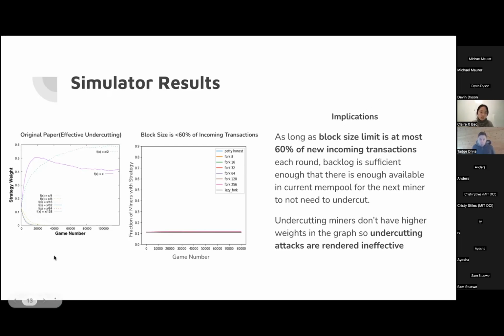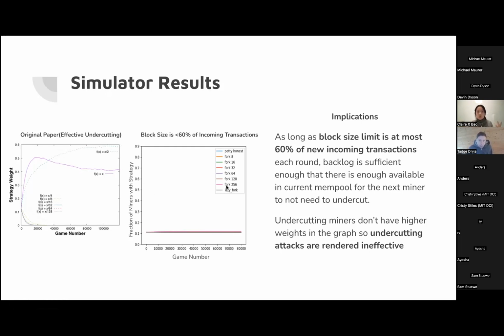This graph on the left-hand side is an example graph from the original paper where there are no block size limits. It shows that undercutting attacks are effective because, as we can see, this undercutting miner that takes half of the available transactions, so in our lingo, fork 2, has a high strategy weight of around 0.6, which signifies 60% of the miners end up actually undercutting.